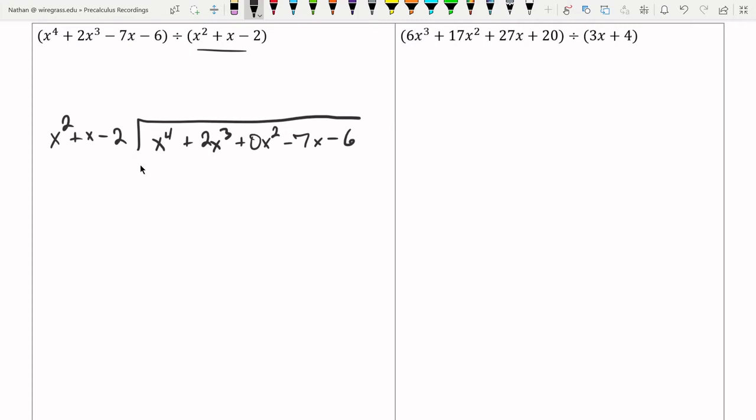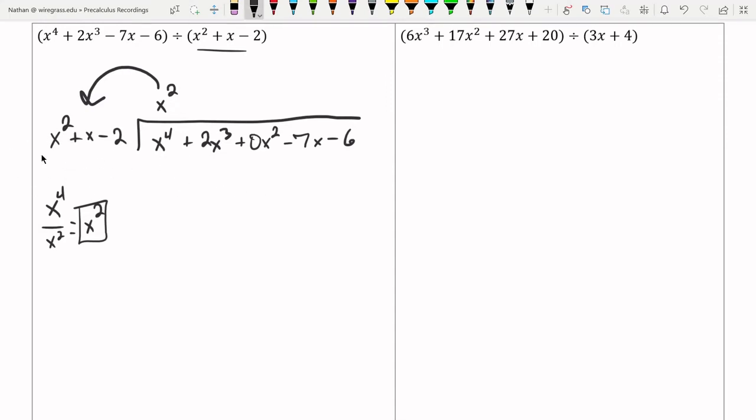And now we can do the process. We look at the first term from each of the polynomials and divide them. X to the 4th divided by x squared is x squared. That number that you just found goes on top. And now we can multiply this thing into this polynomial here and write it underneath.